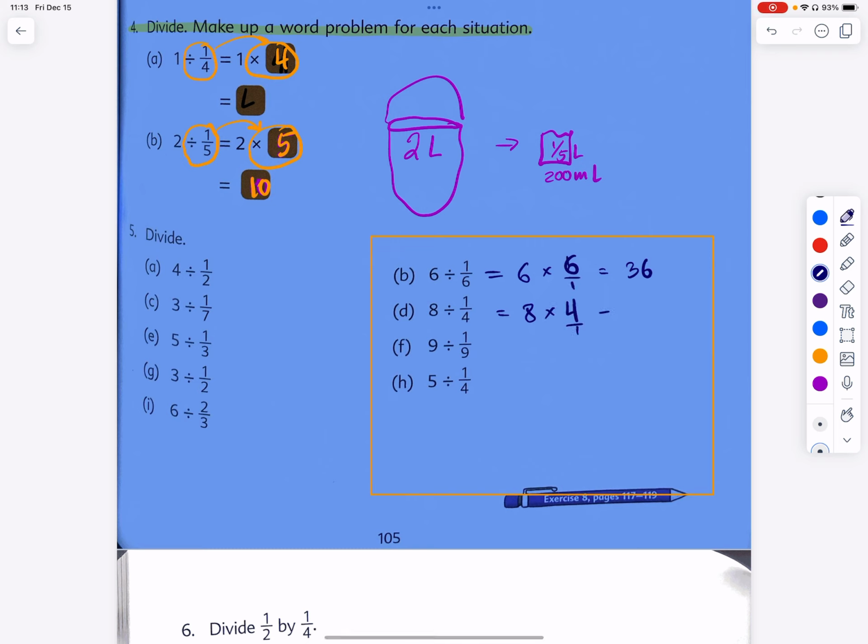9 divided into 1/9s. Let's see, it's the same as 9 multiplied times 9 ones, equals 81. And 5 split into quarters is the same as 5 multiplied by the reciprocal of 1/4, which is 4. I'm not even going to write the 1. It equals 20.